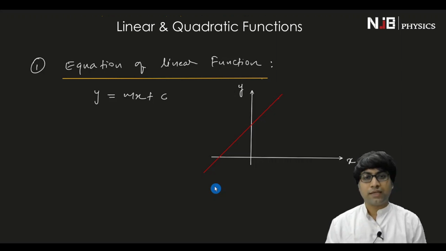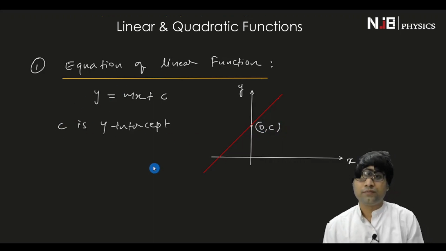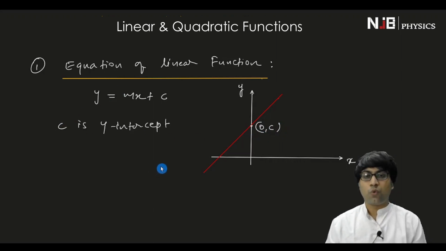So what are these m and c? Well, they are constant. The c is basically the y-intercept of the straight line, because if you put x equal to 0, you are going to get y equal to c. So basically, y-intercept is that point on the y-axis where the straight line is going to cut. So the coordinates become (0, c). So we can write it over here. c is y-intercept.